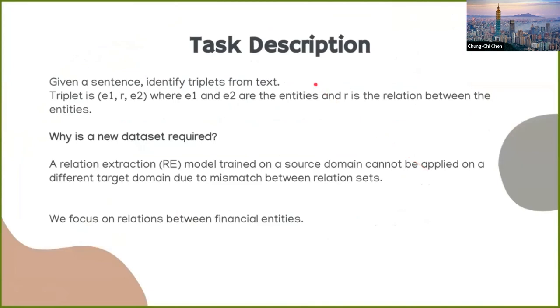In this paper, we tackle the task of relation extraction, which is that given a sentence, the task is to identify triplets from the text, where a triplet is two entities and the relation between the said two entities. So why is a new dataset required for the financial domain? A relation extraction model which has been trained on a source domain cannot be applied on a different target domain due to the mismatch between the relations. And in this paper, we focus on the relations between financial entities.